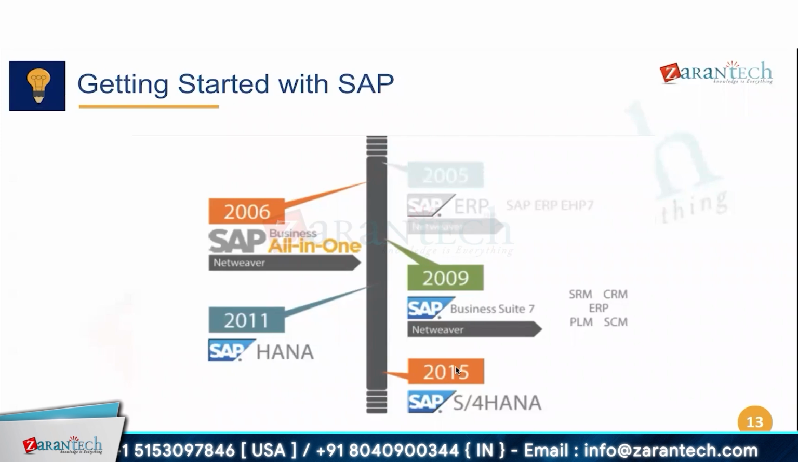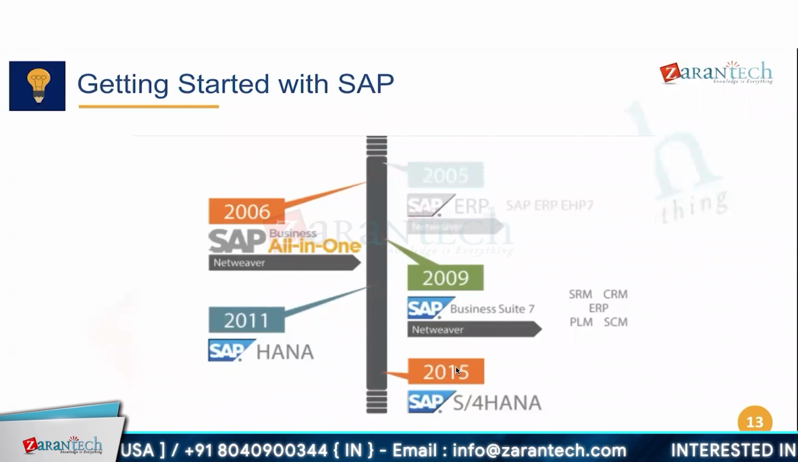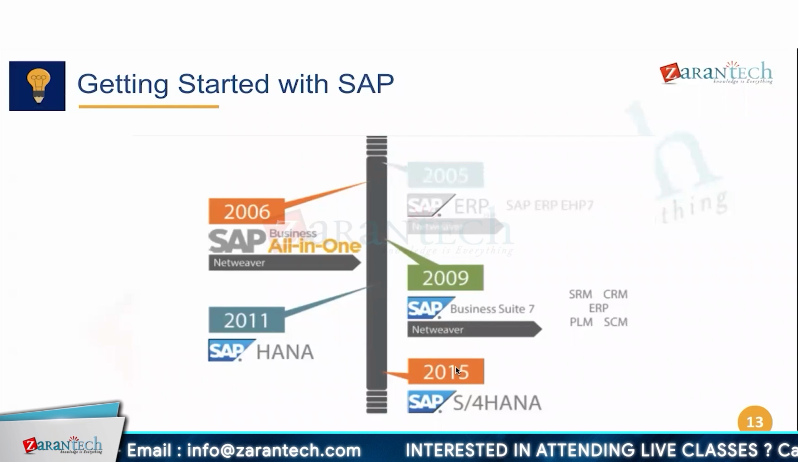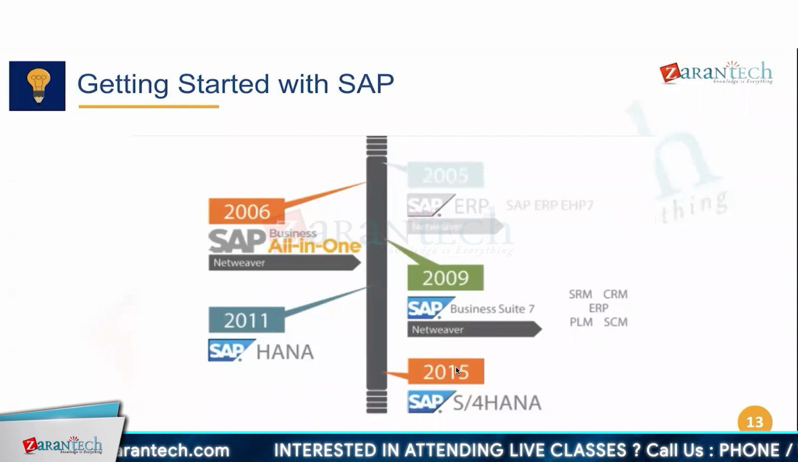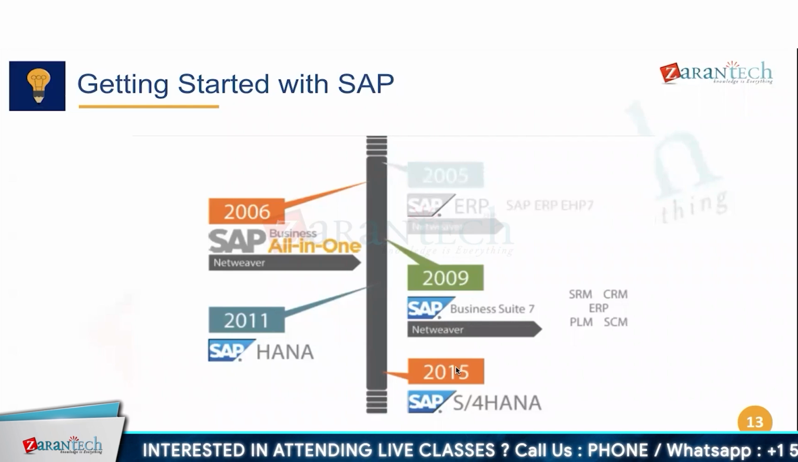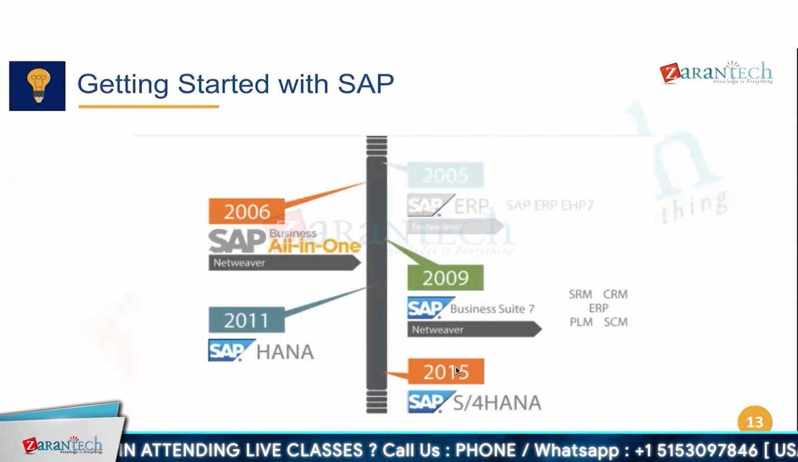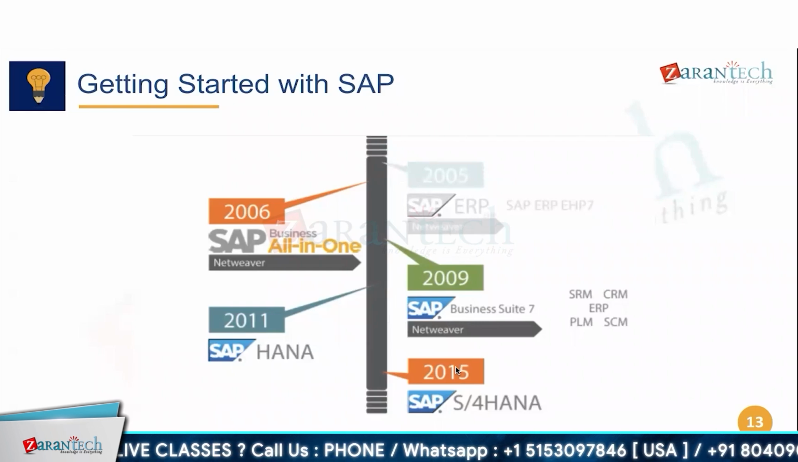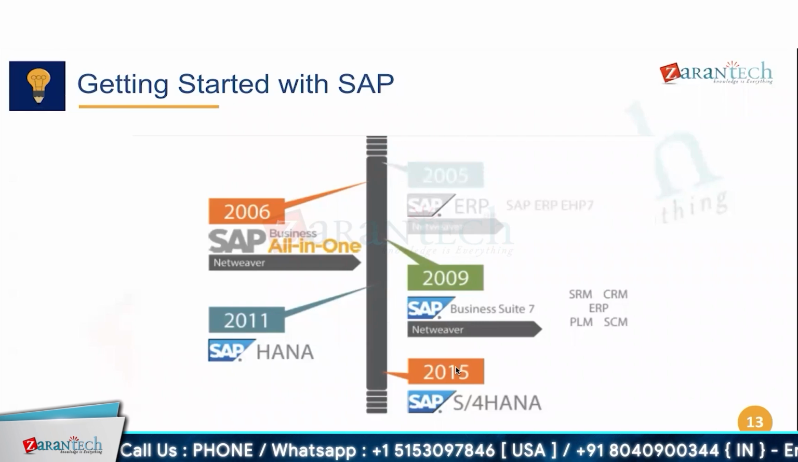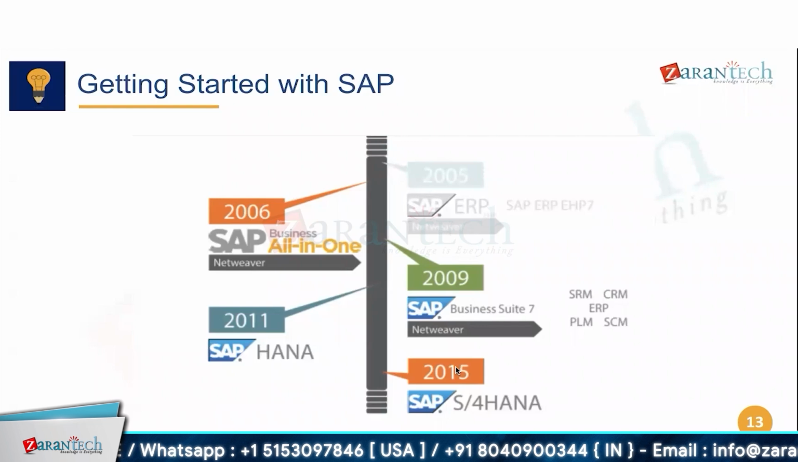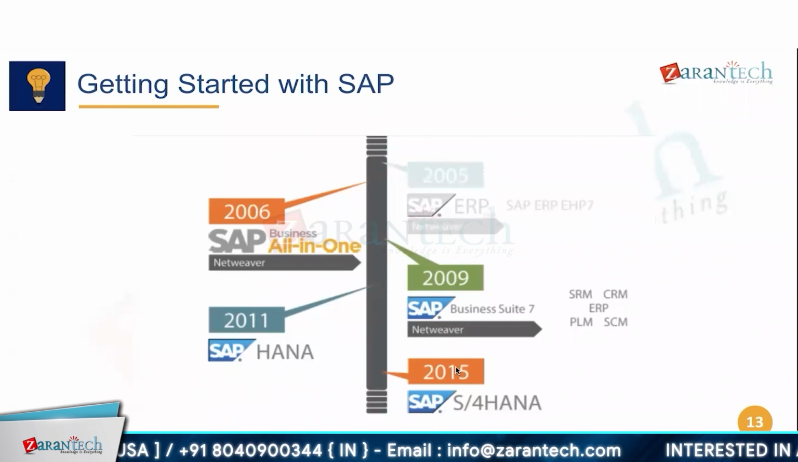So they came up with SAP Business Suite. What is SAP Business Suite? It is nothing but a combination of the ERP, CRM, SCM, and other various products. And later they came up with S4HANA. So this is the timeline or the product line which you have to understand. Everything in SAP revolves around these things, 98, 99% of the things in SAP will revolve around it.